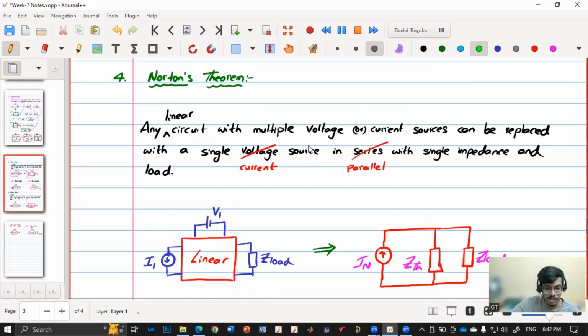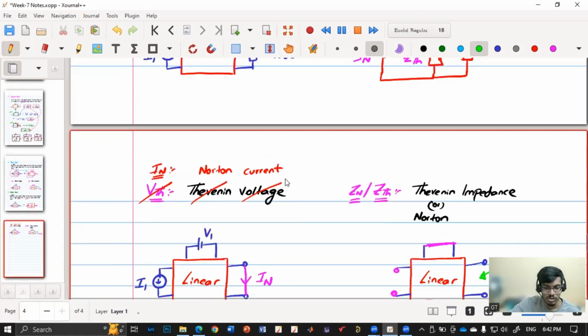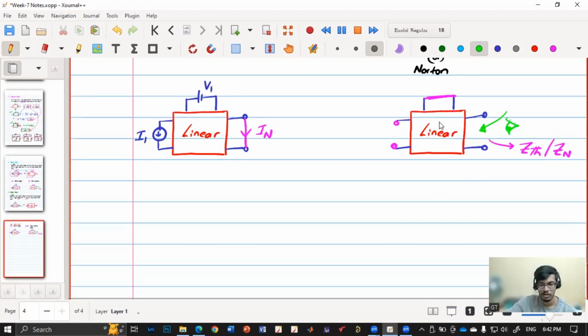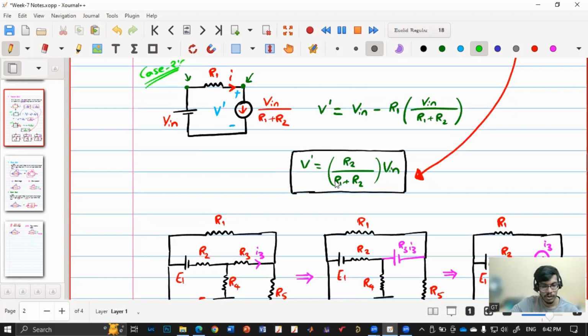Norton theorem says that the same circuit can be replaced by a single current source in parallel with single impedance and the load. Whereas this current source is called Norton current, which is obtained by removing the load and shorting it and keeping all the sources as it is and finding the current in that short path, which is denoted by Norton IL. And Norton impedance is same as Thevenin impedance, and it is obtained in similar way by removing the current sources and shorting the voltage sources and observing the impedance from the load terminals. So is this clear until this point?